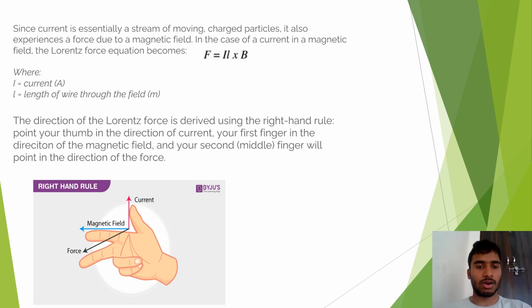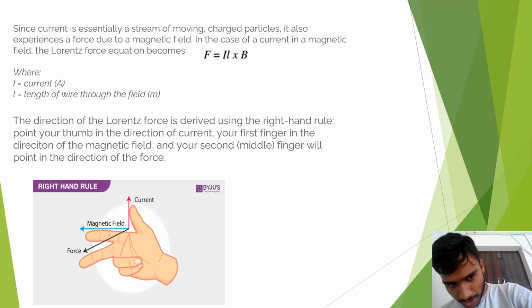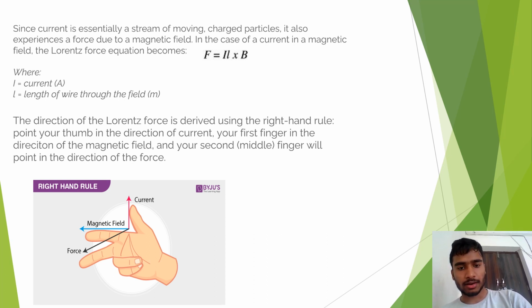The direction of the Lorentz force is derived using the right hand rule. Point your thumb in the direction of the current, your first finger in the direction of the magnetic field, and your middle finger will point in the direction of the force. So by using the right hand rule, we can tell the direction of the magnetic field, the force and the current.